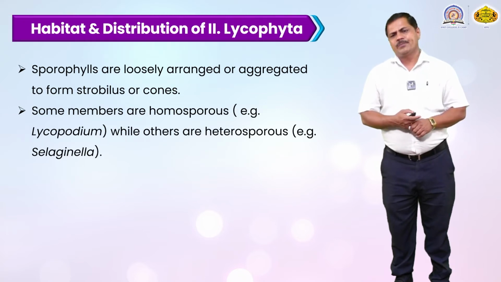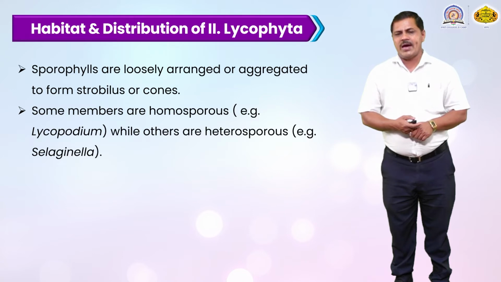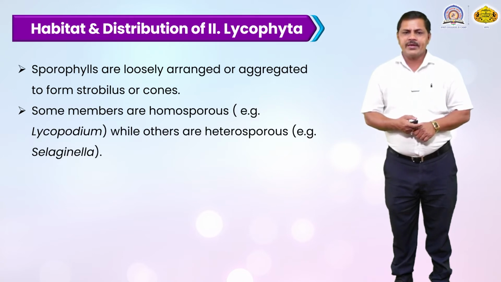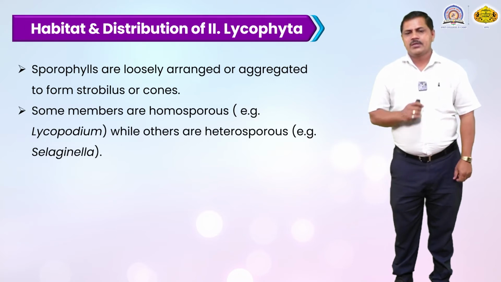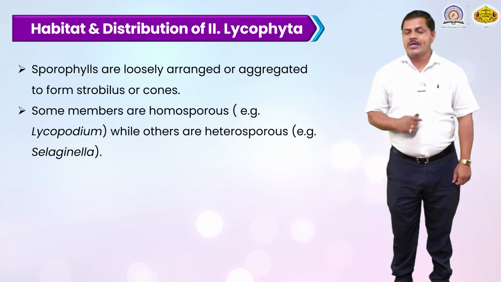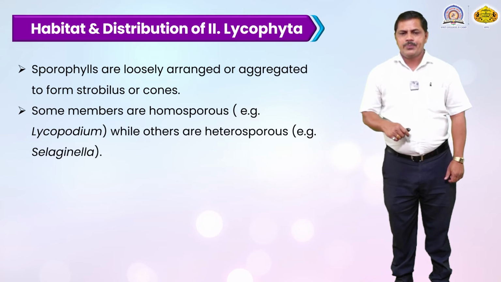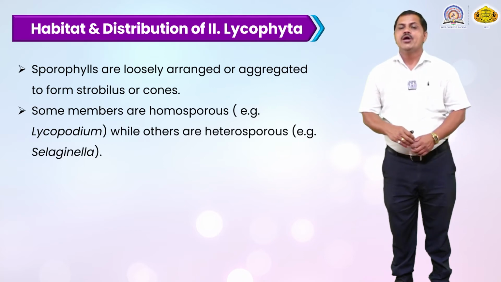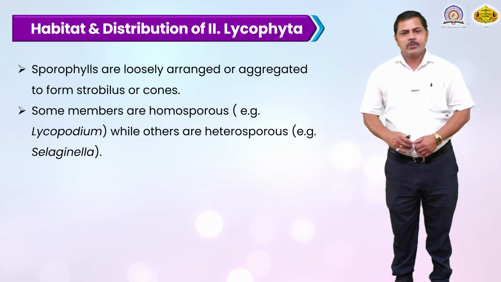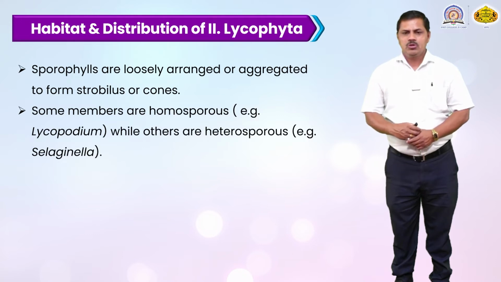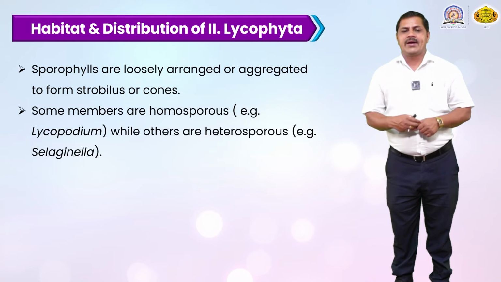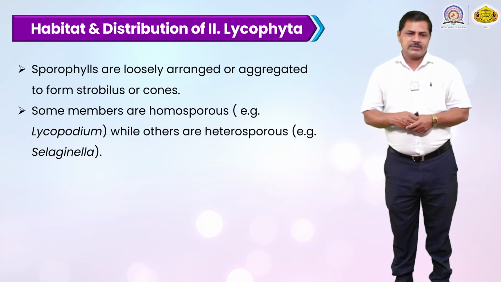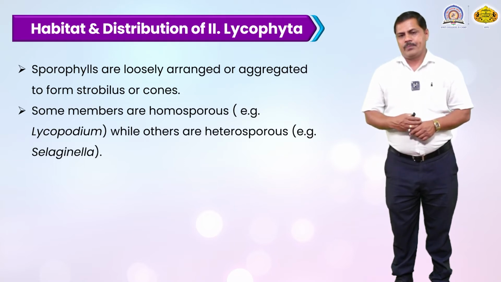Then another characteristic feature: the sporophylls are loosely arranged and aggregated to form a strobilus or cone. Sporophyll means the reproductive organ; they are loosely arranged, not compactly, and hence spores are easily dispersed. Some members are homosporous, bearing one kind of spore on the same plant. The best example is Lycopodium.